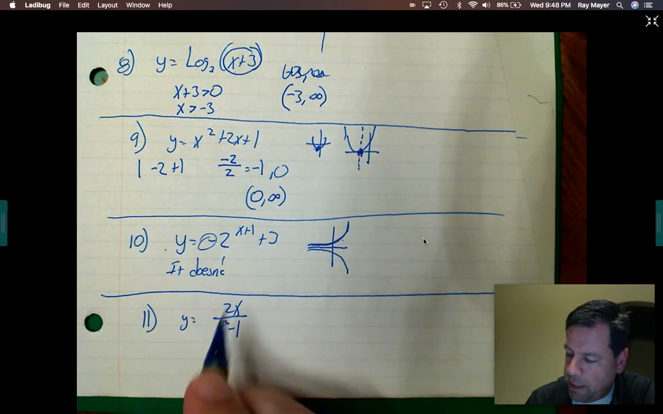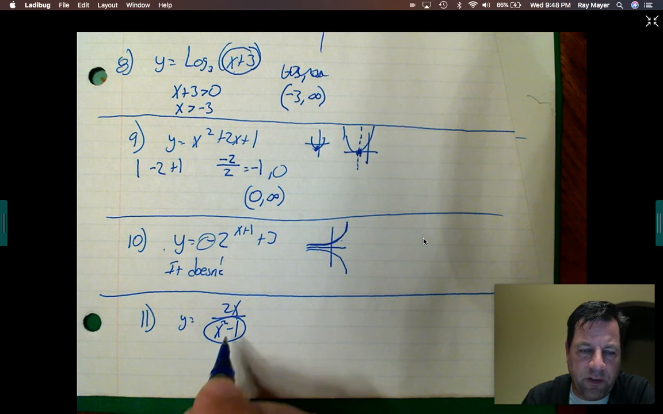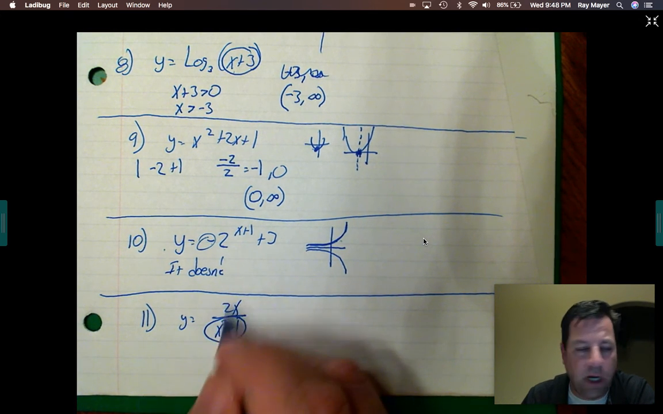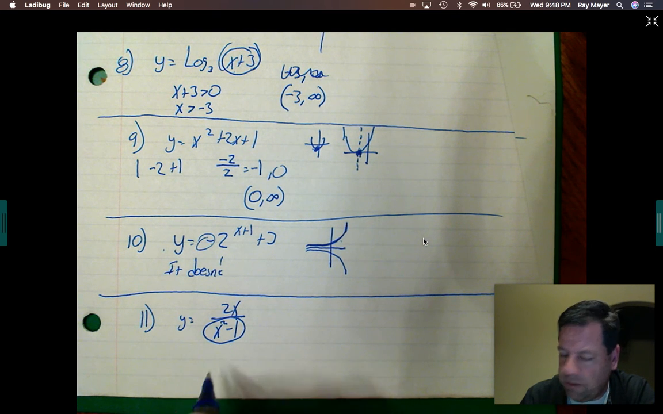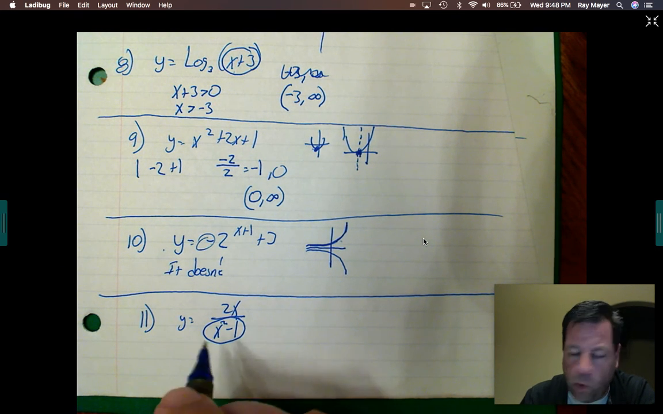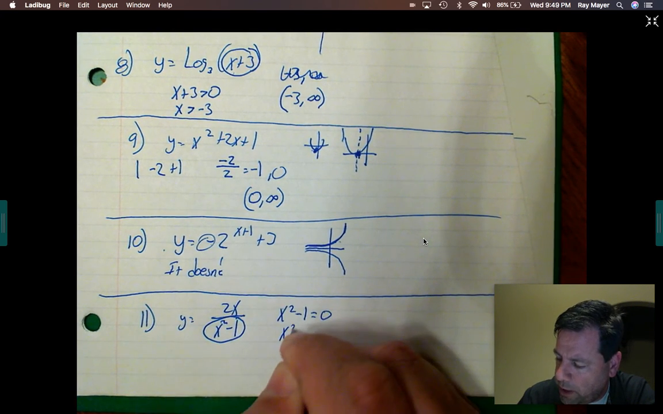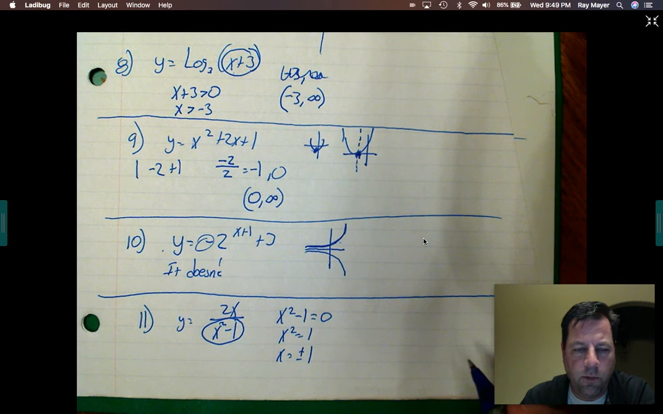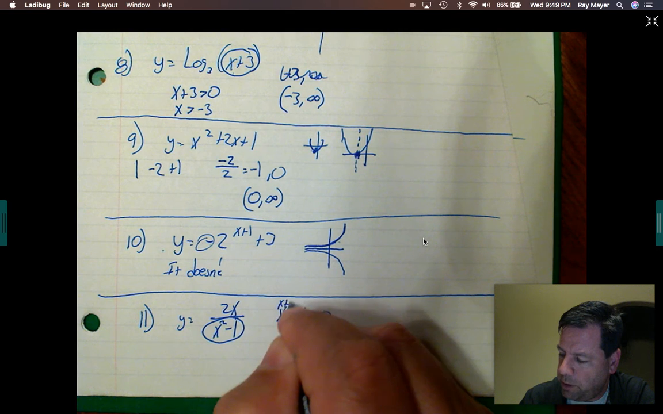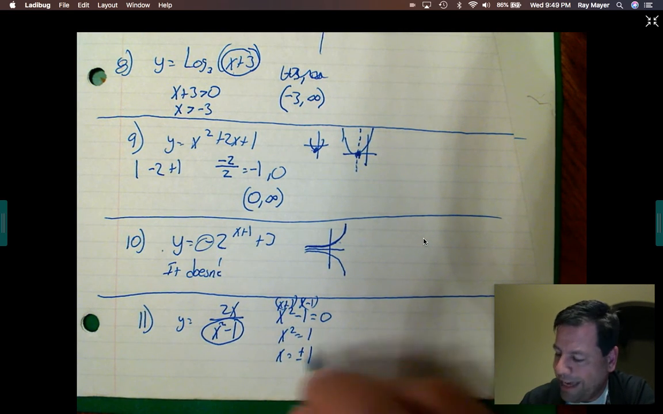But the domain, this right here is where I have issues. That cannot be 0. If 0's in the denominator, it messes up. I don't care if it cancels or not, it's a hole then. So no matter what, this denominator can't be 0. What makes that 0? x squared minus 1 equals 0. Well, when x squared equals 1, or x equals positive or negative 1, when you take the square root of it. Or if you want to factor that, x plus 1, x minus 1. Either way, x cannot be that.